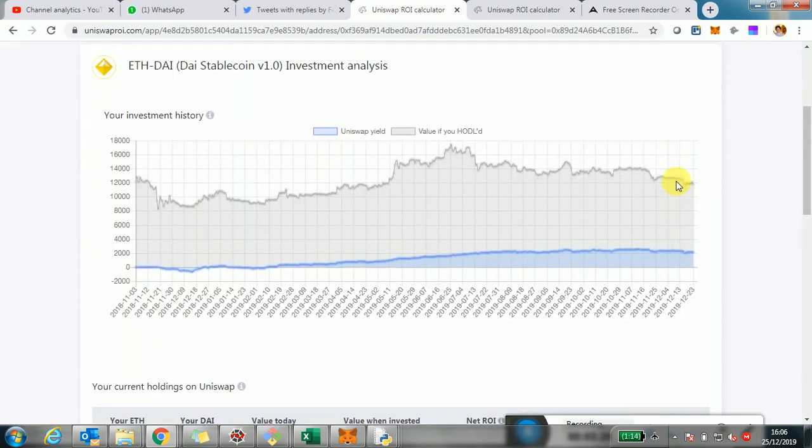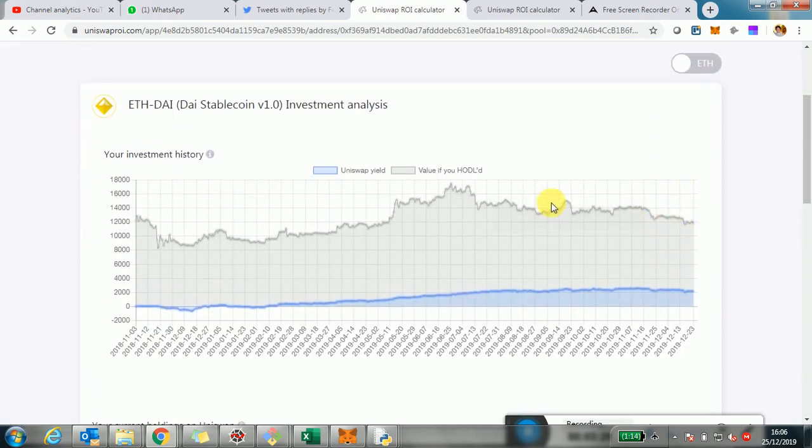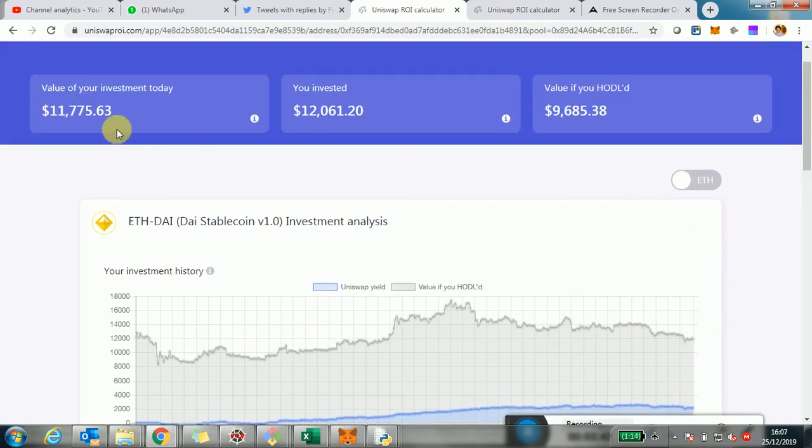But in general, going back to US dollars, it's broken down into two components, the blue and the gray. So the blue is actually the yield, the impact of Uniswap, versus the gray, which is the amount of money, the value you would have if you were holding. So the actual value is the sum of the two, and that's why they are stacked. There is the blue plus the gray, and that gives you the current value of your investment today.